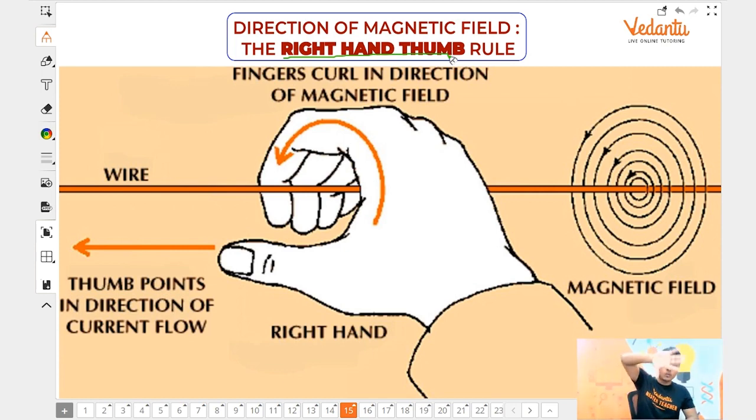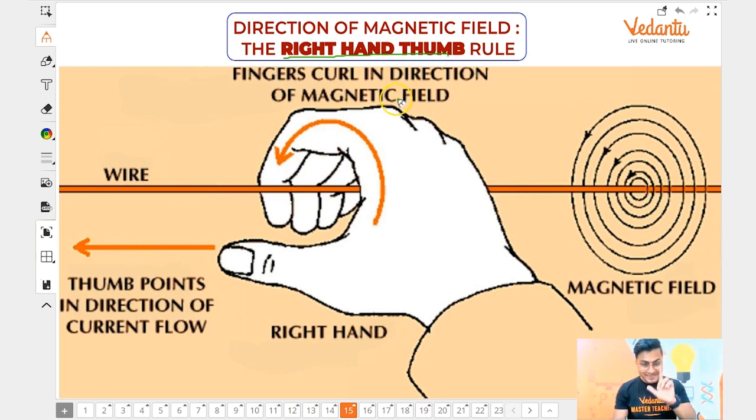Similarly, if the current is moving downward, I'll keep my thumb downward. Now I'll wrap around. What do I see? The magnetic field's direction changed to clockwise now. It was initially anti-clockwise, now it's clockwise. So this is how you find out the direction of the magnetic field by using the right hand thumb rule. This is your right hand thumb rule.